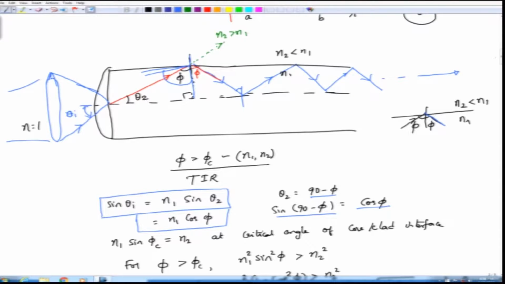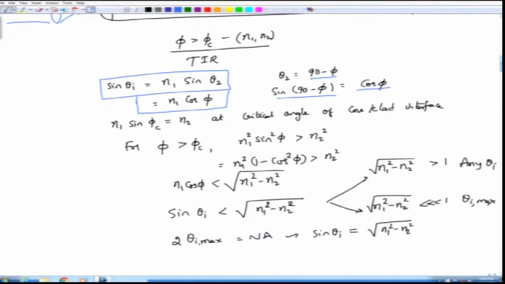So, we have applied the equation at the air and core interface. This is basically the air core interface equation. Now, you have another equation at the core cladding interface. This is the equation at the core cladding interface, and where we have written phi c, it implies that you are looking at the critical angle of the core cladding interface, which is given by sin phi c. Solving this particular equation, sin phi c is equal to n2 by n1.